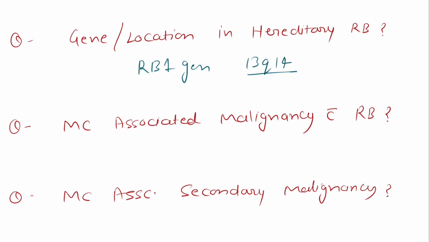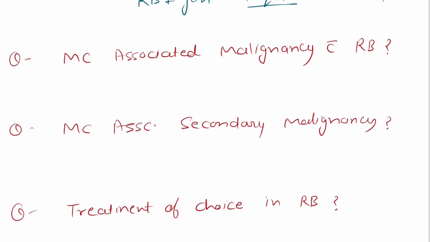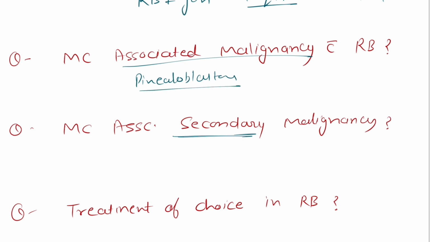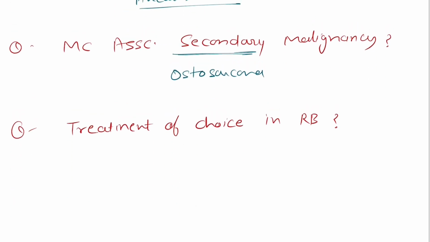Okay, what was the type of mutation? That was deletion. Okay, most common associated malignancy and most common associated secondary malignancy. Associated malignancy was pinealoblastoma, and your secondary malignancy was osteosarcoma. Okay, what's the treatment of choice in the retinoblastoma? That is enucleation. Good.